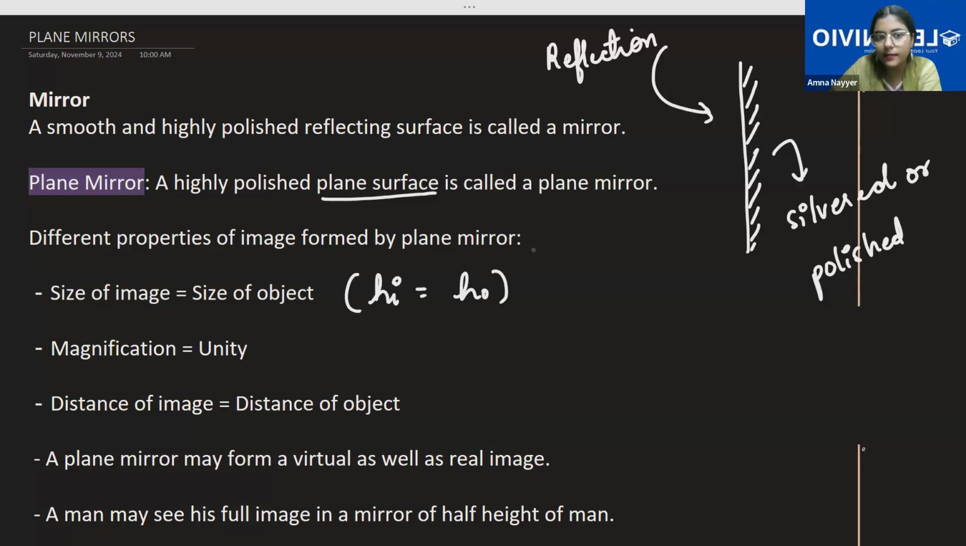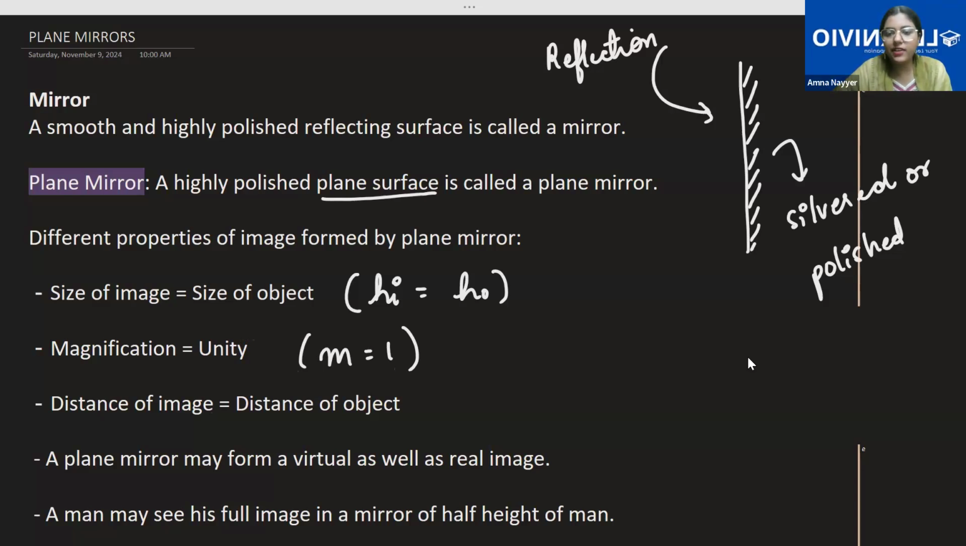Now, magnification is unity when the size of the image and the size of the object are equal to one another. Magnification is unity, means m is equal to 1, which is the third case. Remember, magnification 1 means the size is exactly the same.